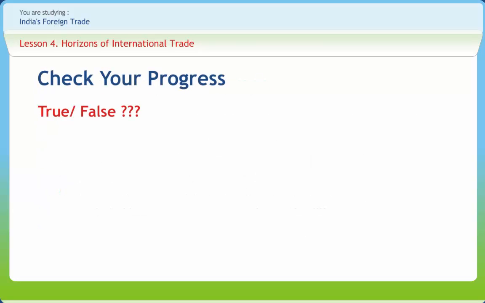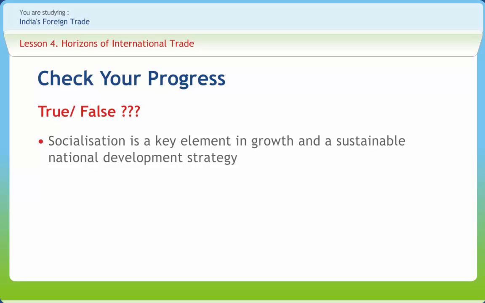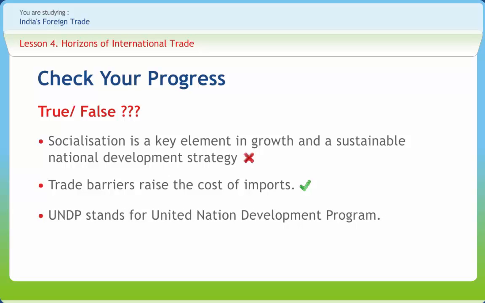Now let us check if we have understood the various concepts discussed in this lesson clearly. Socialization is a key element in growth and a sustainable national development strategy. Right or wrong? Wrong. Trade barriers raise the cost of imports. Right or wrong? Right. UNDP stands for United Nations Development Program. Right or wrong? Wrong.